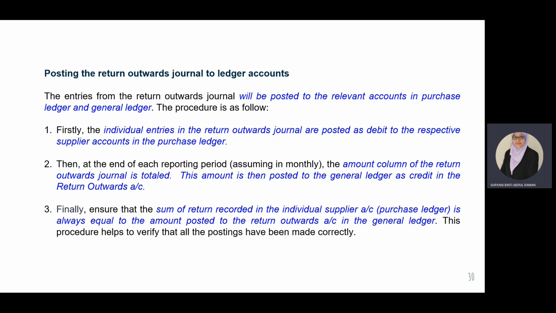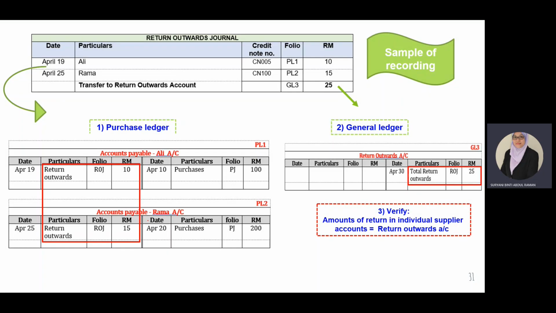Okay, let me explain the steps in the following answer. From the return outwards journal, we will record or post it into the ledger. So the double entry will be, we will debit the accounts payable to reduce the amount that we owe to them, and we will credit the return outwards account.